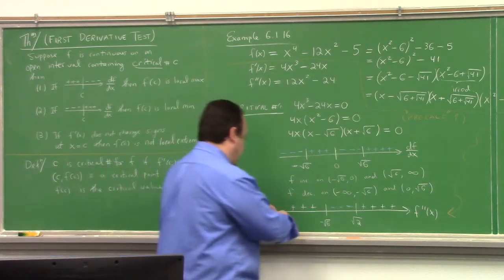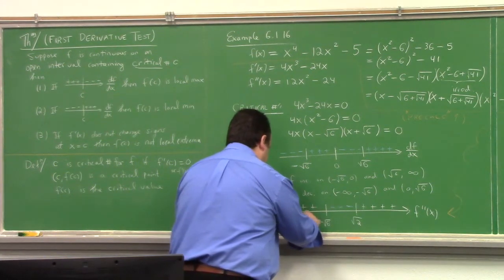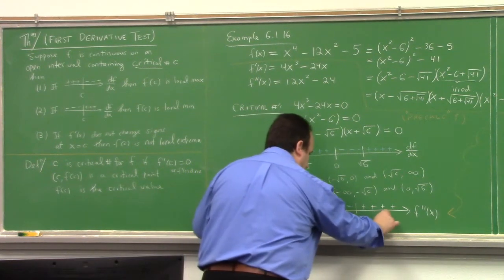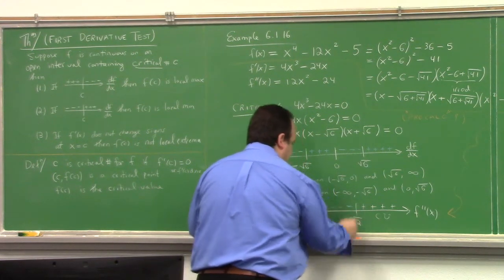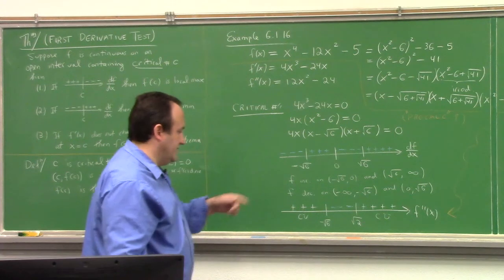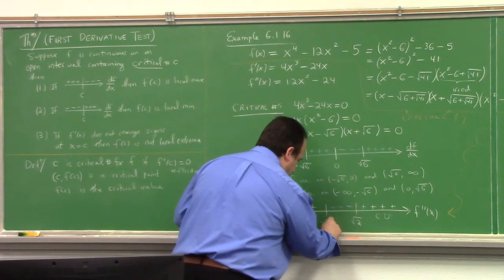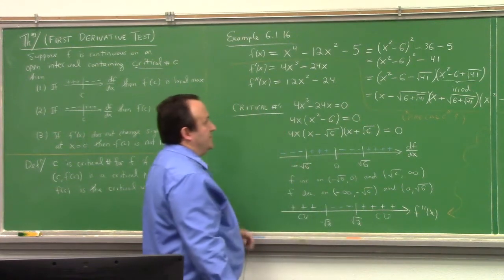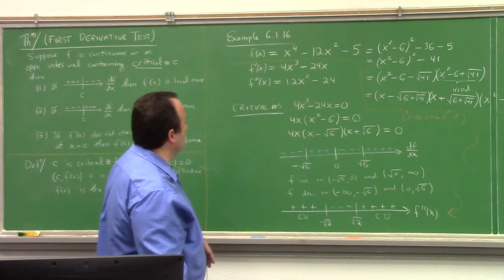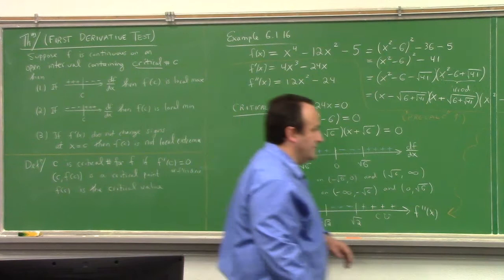So where's the concave up? Concave up here, concave up here. Concave down in the middle. There's a point of inflection, actually. That was supposed to be 2. Sorry about that. There's a point of inflection at plus or minus the square root of 2.